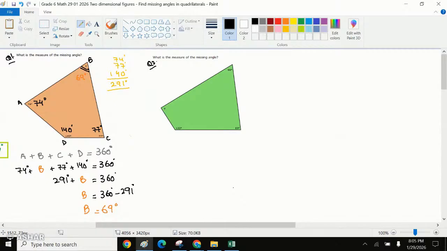Okay, so can we label this? Can I say this was A, this is B, this is C, and this is D? A we need to find out, B was 122, C was 83, and D was 66. So we can write that angle A plus angle B plus angle C plus the fourth angle D should be equal to 360.